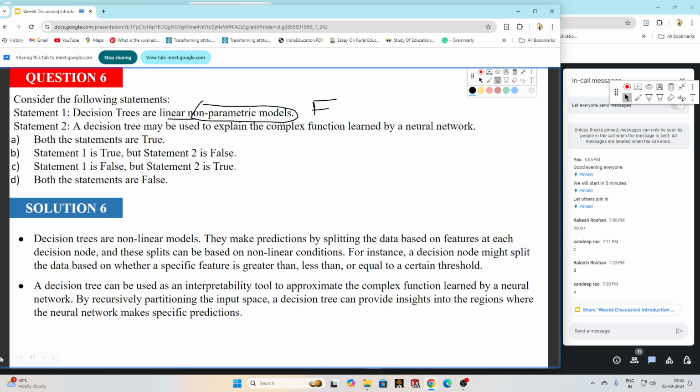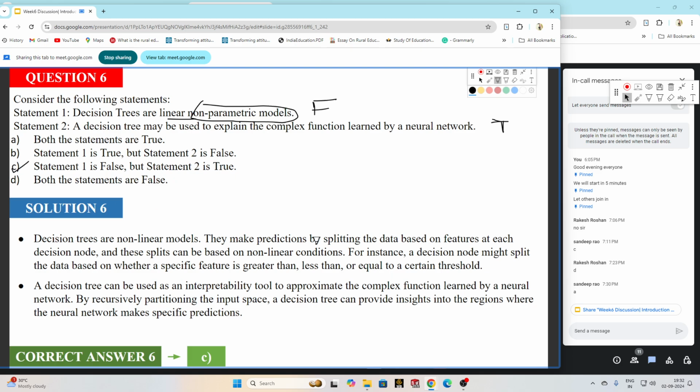So what a decision tree can do is partition the input space. A decision tree can provide insights into the region where the neural network makes a specific prediction. So wherever the neural network was making predictions, we can fit a decision tree and properly interpret what exactly is happening in a neural network. So statement 2 is a true statement. So statement 1 is false and statement 2 is true. So option C is your correct answer.